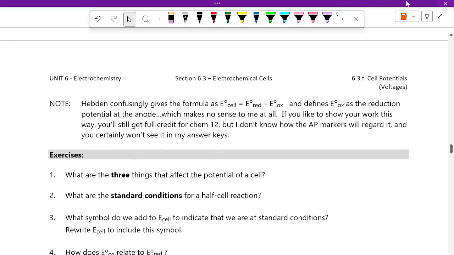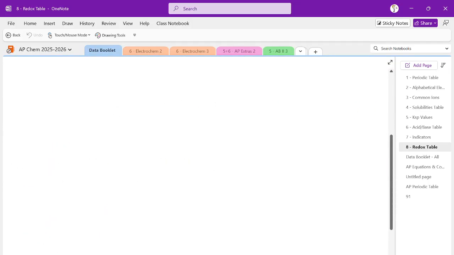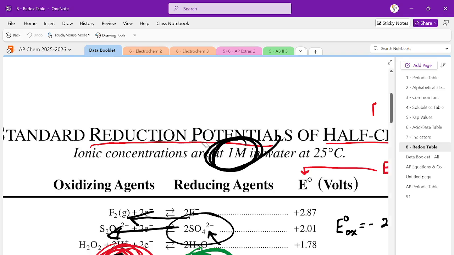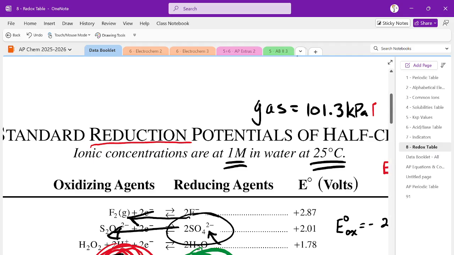All right, so those are our cell potentials. And all of those cell potentials are at standard conditions. So ion concentrations are all 1 molar, and they are all at 25 degrees Celsius. And if you have a gas, it is at 101.3 kilopascals, which is 1 atmosphere. Let's just go with 1 atmosphere because AP works in atmospheres and it's an easy number to remember. Yes? Okay. What if we're not at standard conditions?